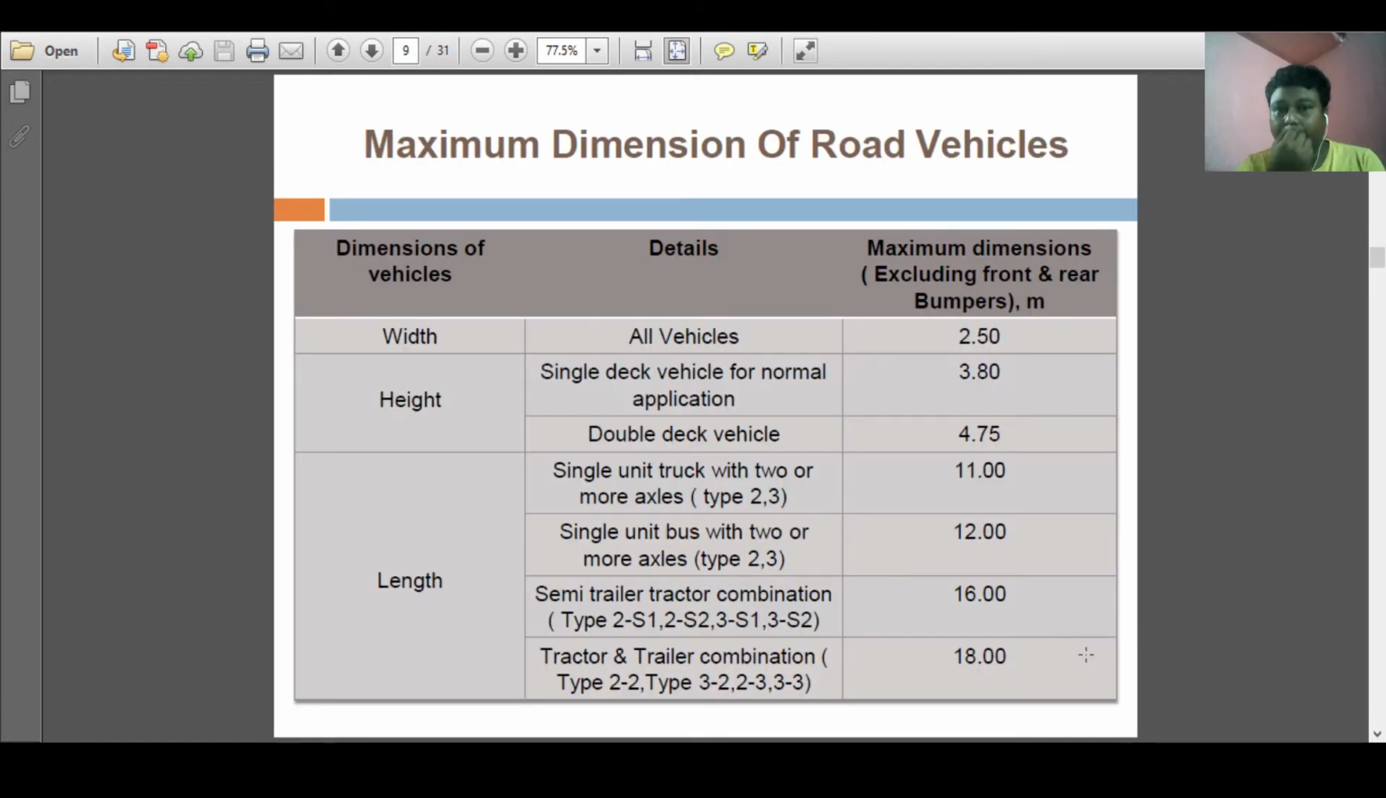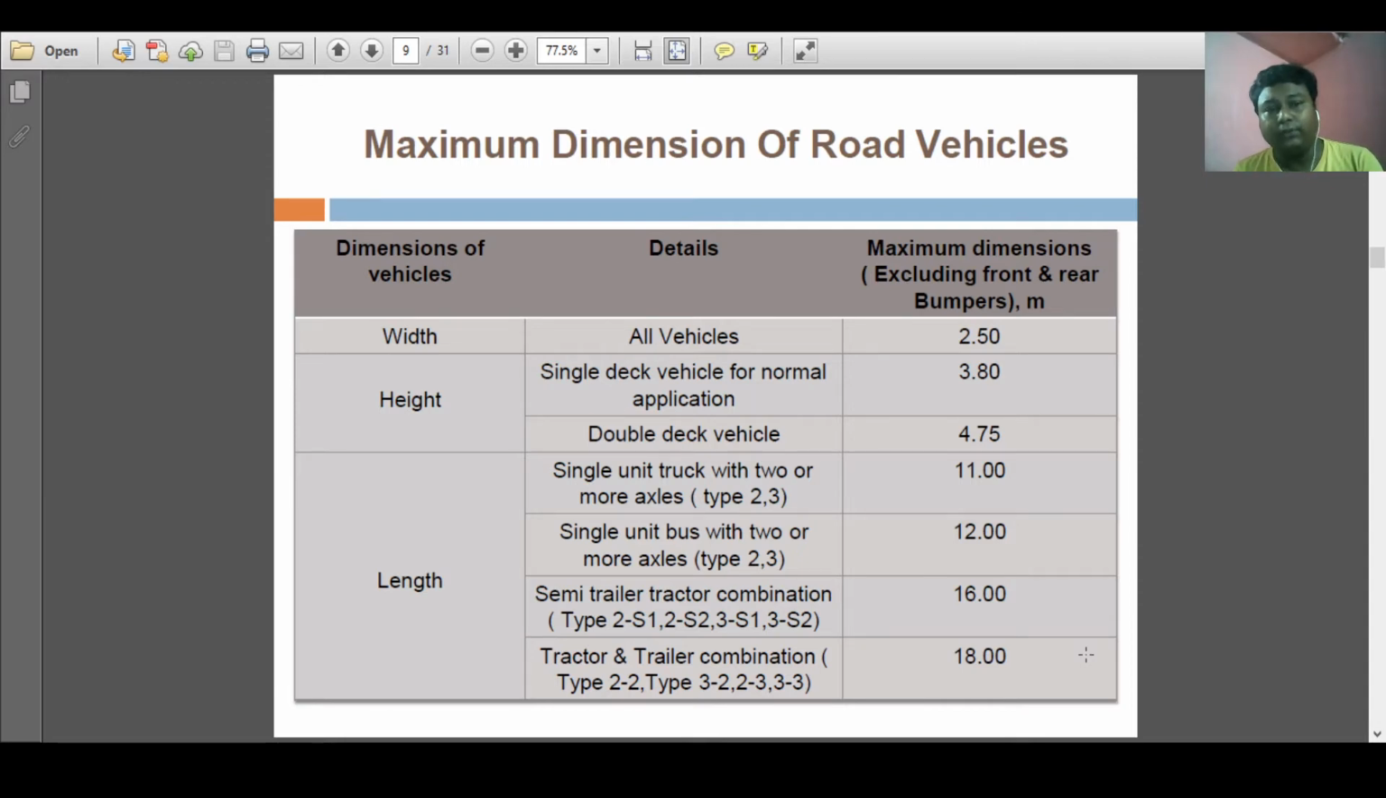Next is the dimension of the vehicles. Here we are talking about keeping in mind the dimension of the vehicle. We should keep in mind the width of the vehicle. Dimension means the width and the length of the vehicle. So what will be the length, width and the height? Basically, some standard values of the length, width and height have been given. So let's find the value.